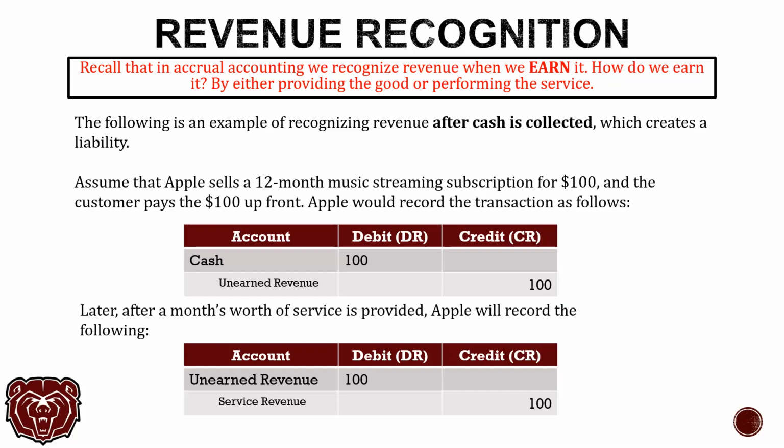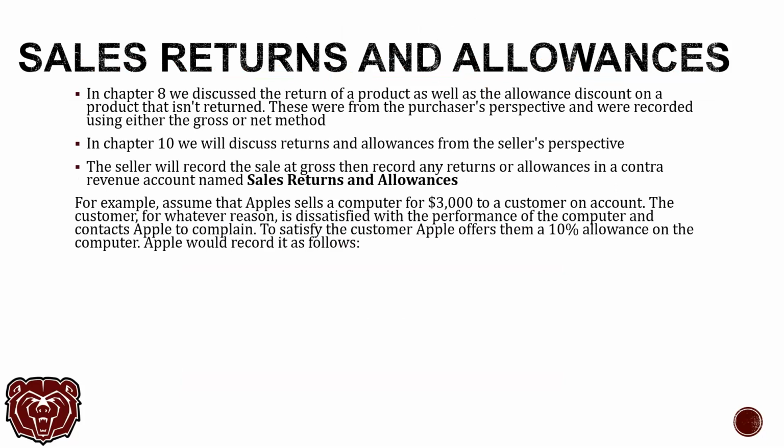Now, after a month's worth of services provided, Apple's going to actually recognize the revenue, okay? So they're going to debit that unearned revenue account. That's a liability, so they're debiting it to reduce it. And then they're going to credit service revenue because they finally earned that revenue, okay?